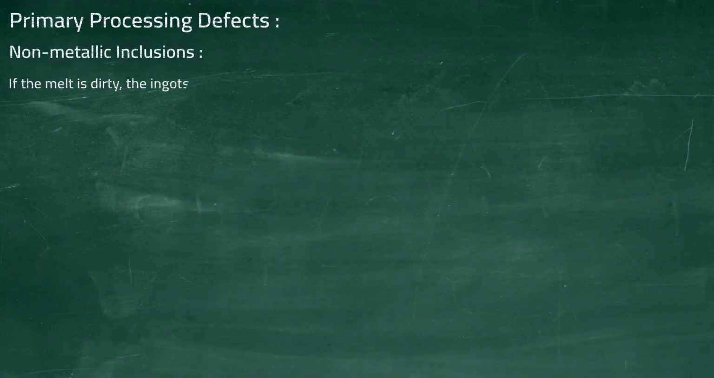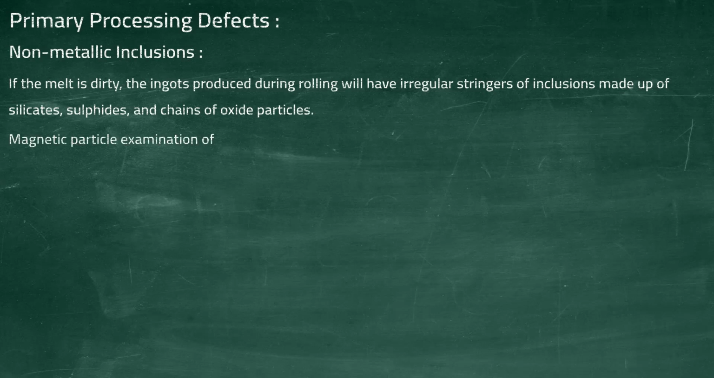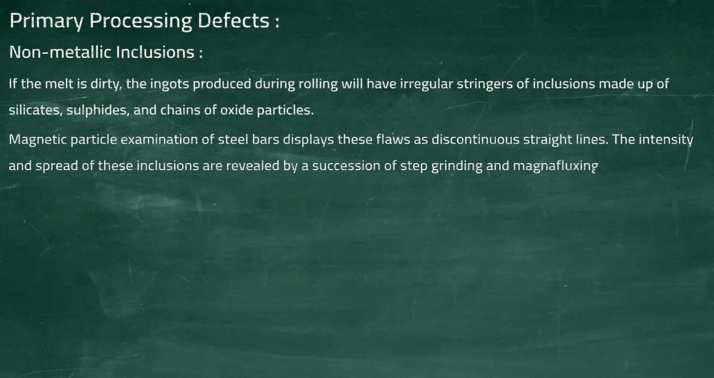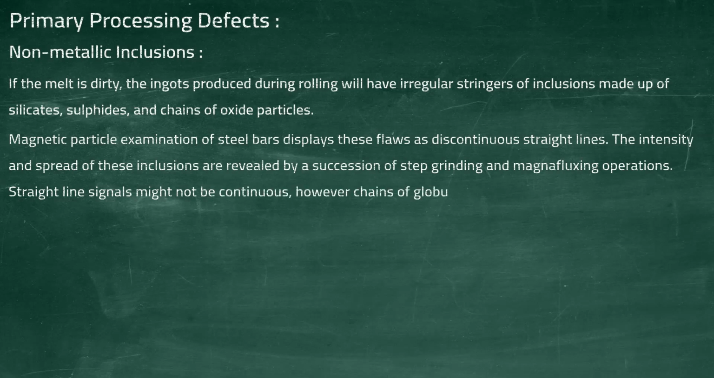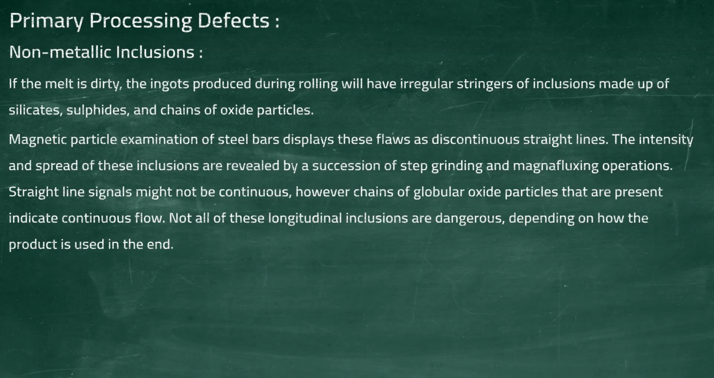If the melt is dirty, the ingots produced during rolling will have irregular stringers of inclusions made up of silicates, sulfides, and chains of oxide particles. Magnetic particle examination of steel bars displays these flaws as discontinuous straight lines. The intensity and spread of these inclusions are revealed by a succession of step grinding and magnafluxing operations. Straight line signals might not be continuous, however chains of globular oxide particles that are present indicate continuous flaw. Not all of these longitudinal inclusions are dangerous, depending on how the product is used in the end.